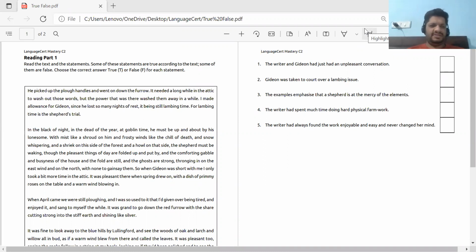Let's read the instructions. Read the text and the statements. Some of these statements are true according to the text. Some of them are false. Correct. Choose the correct answer, true or false, for each statement. So here the information is quite direct in your face. You do not have anything that defines true or false. But maybe on their website or somewhere else, they might have a detailed description of both of them. But this is no rocket science, and you are aiming for the C2 level. So we should actually be knowing the meanings by ourselves only.